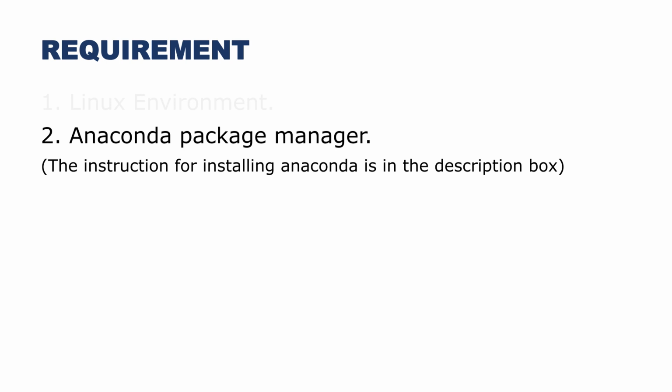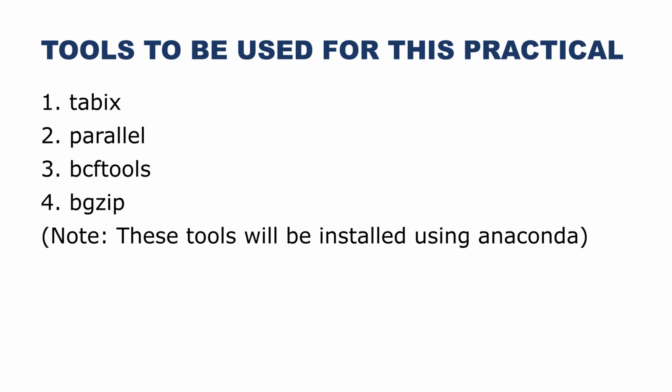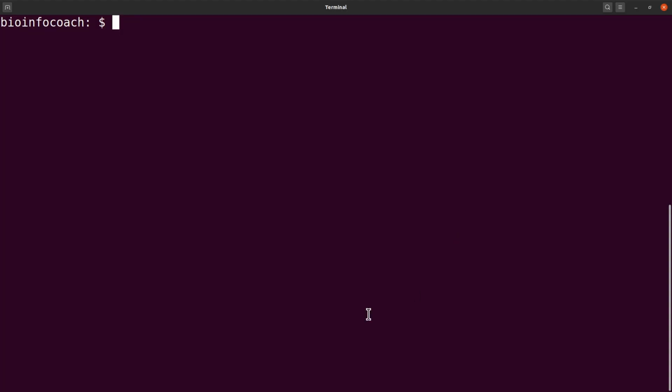We are using Anaconda to install the tools that we are going to need, so you take note of that. We are going to install Tabix, Parallel, BCFtools, and then bgzip. These are the tools that we use for this tutorial. So if you have them installed already, then you don't have to install them with Anaconda. So you take note of that. So let's go to the terminal and then proceed.